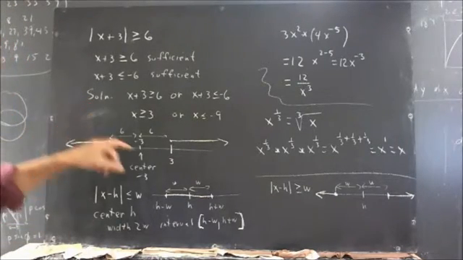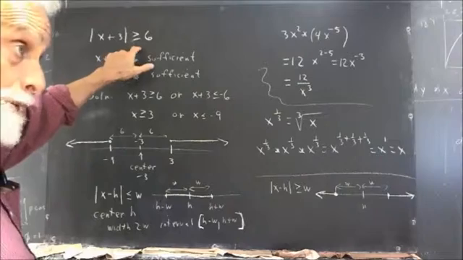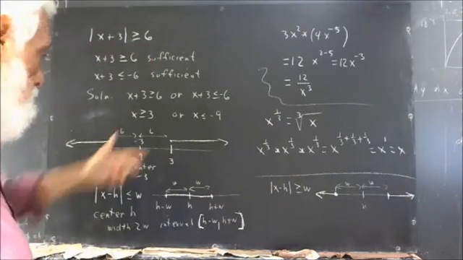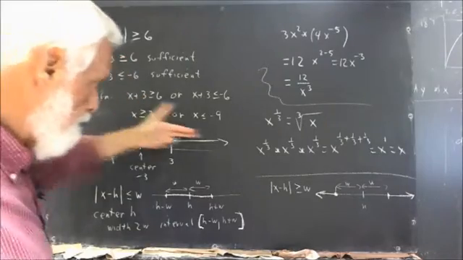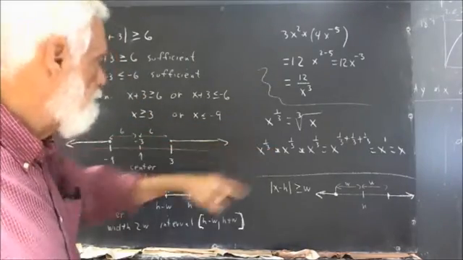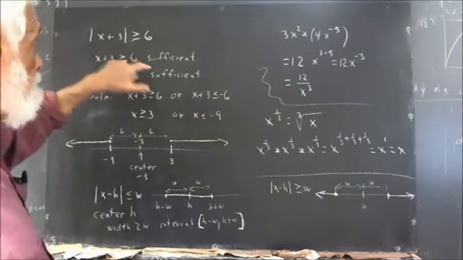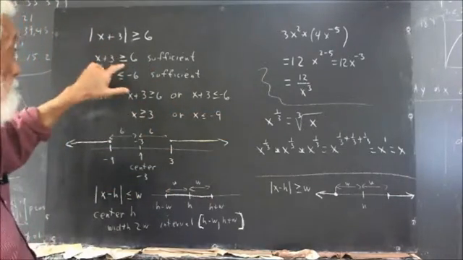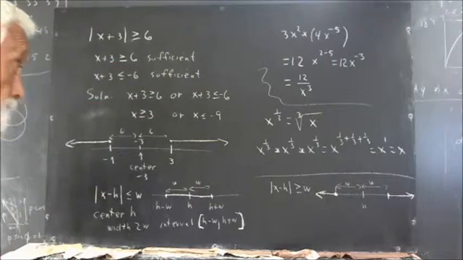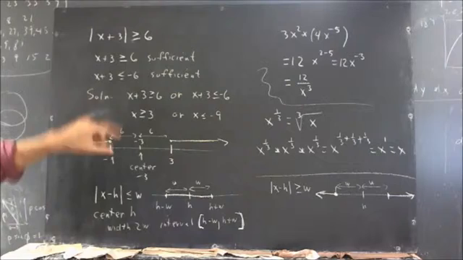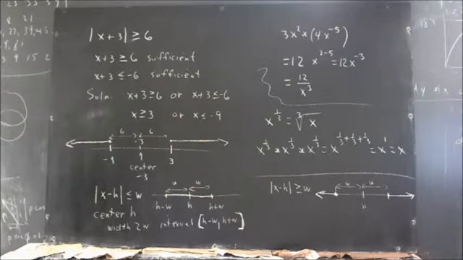Now, again, in order to satisfy this inequality, where this absolute value is greater than or equal to 6, you're going to have this part of the number line. Okay, so this arrow represents this part of the solution, the part where x plus 3 is greater than or equal to 6. And over here, you have the part where x plus 3 is less than or equal to negative 6.